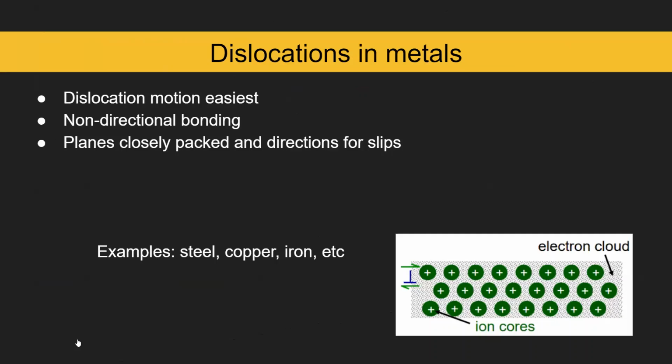So dislocations in metals. The dislocation motion in metals is easiest, which means it's going to be softer after the process. It's because it has non-directional bonding, the planes are closely packed together, and it has directions for slips. And like earlier, it was said that slips can occur and cause dislocation motions, which is why it's going to be easiest for metals, because slips occur more often. So some examples of metals would be steel, copper, iron, and many others as you can name. So you can see in the image the type of packed bonding that metals have.